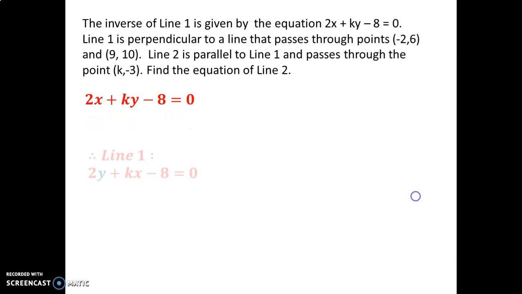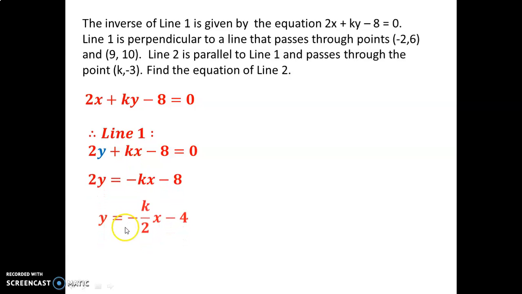Okay, now that you've tried that one, let's take a look at the work. Line 1 is again the inverse. So here's the line you're given, and the inverse then, see how I took the x and y and I just swapped them here. Now I'm going to solve for y. Y has been solved for to give us line 1. Line 1 has this equation, k is unknown. Line 1 is perpendicular to a line that passes through these 2 points.